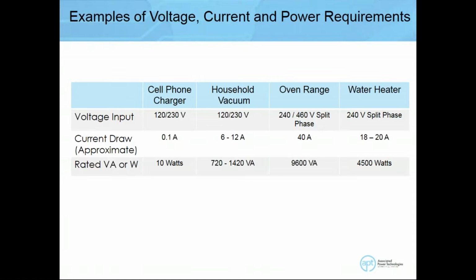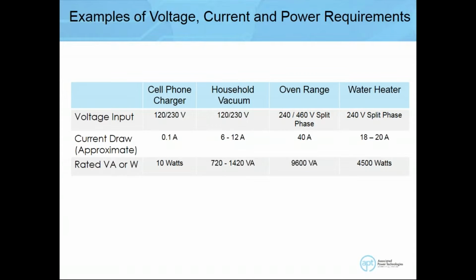For household vacuums, you need a lot more current. You need a lot more current for that vacuum to do its job. At this point, the current may be anywhere from 6 to 12 amps, and the power requirement in this case may be a VA listing of up to 1420 VA. Now, these are all approximately what current draw you may see for oven ranges or water heaters, but it's good to pay attention to the power requirements and know what kind of product it is.